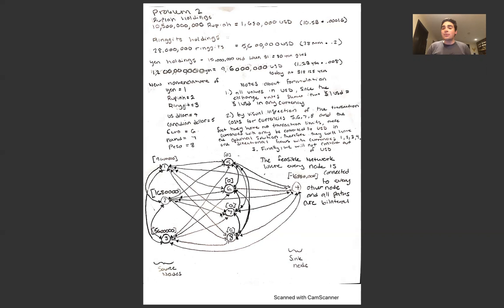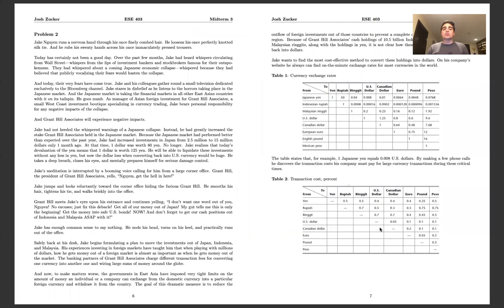Secondly, and probably most importantly, is that by visual inspection of this table, we can determine that there's no more efficient way to move between the Canadian dollar, the euro, the pound, and the peso and USD besides going straight from that currency to USD.